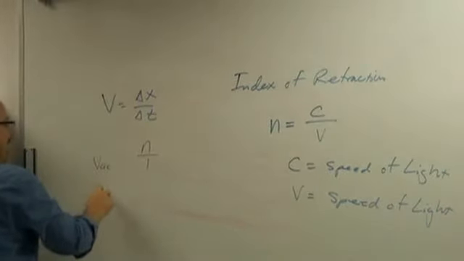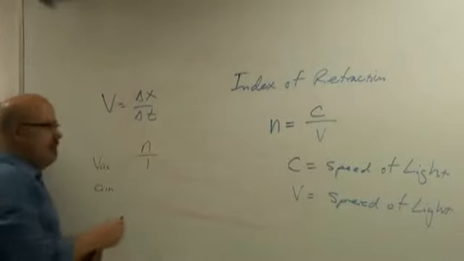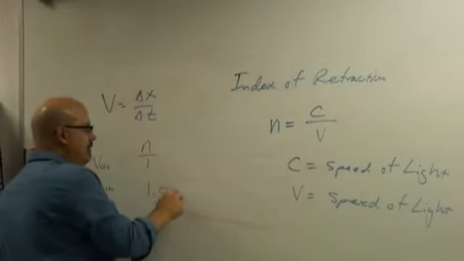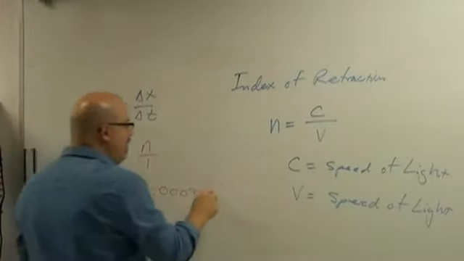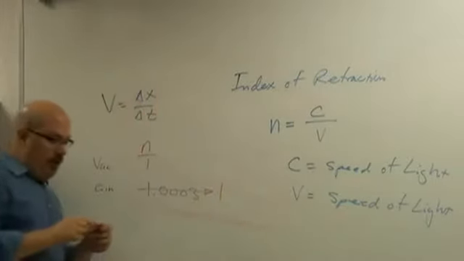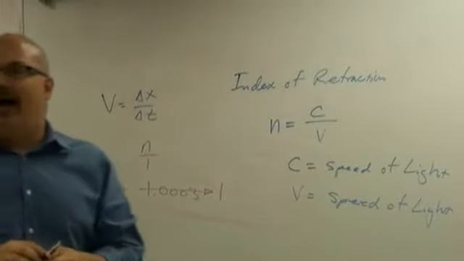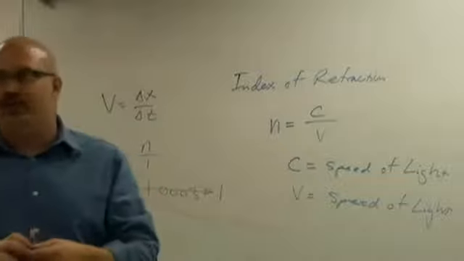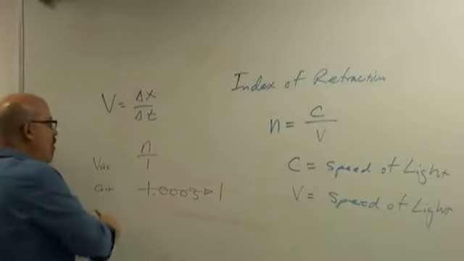The index of refraction for air. It's like 1.0003-ish, which we call 1. Do we need to know the difference? The only reason we would never call it 1 is if we're comparing a vacuum to air. Then there might be a difference, so we need to do it then. But for us, air, we're going to call 1.